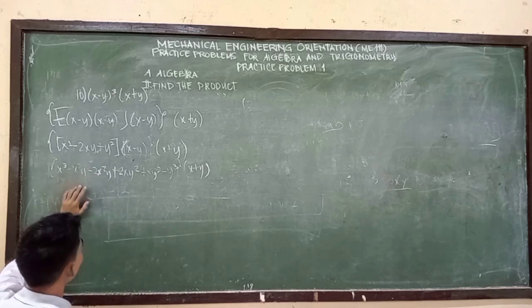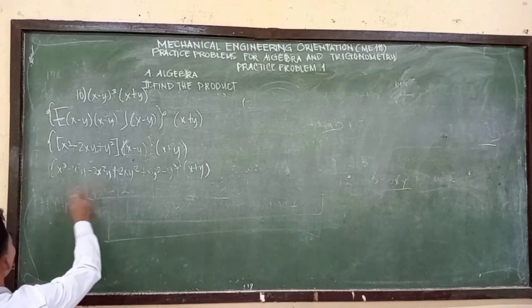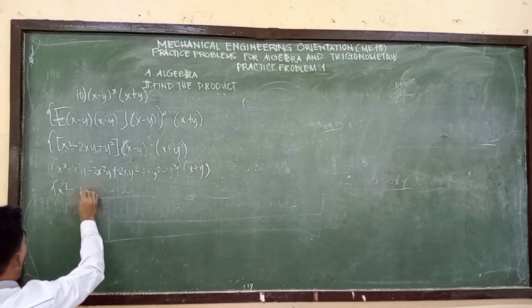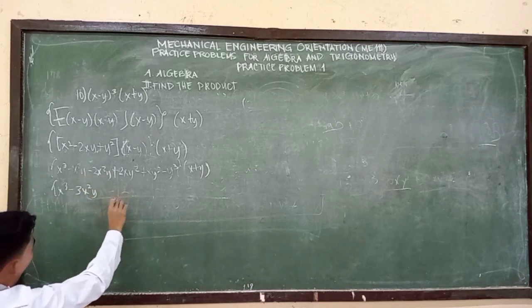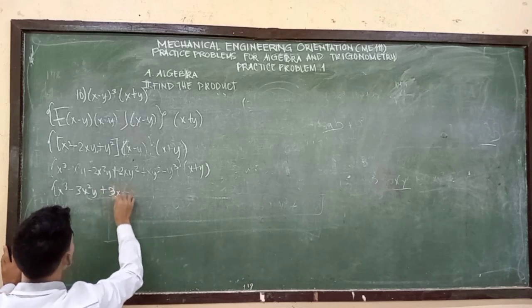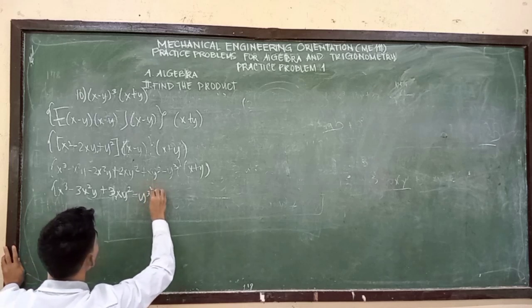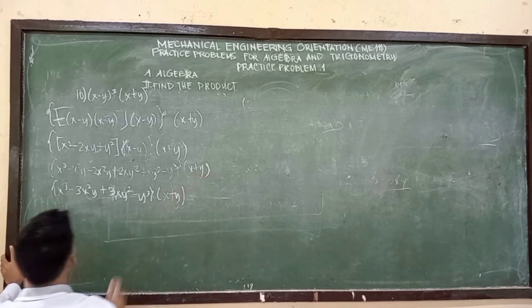Now we have to combine like terms if there is a like term. So x cubed minus 3x squared y plus 3xy squared minus y cubed multiplied by x plus y.